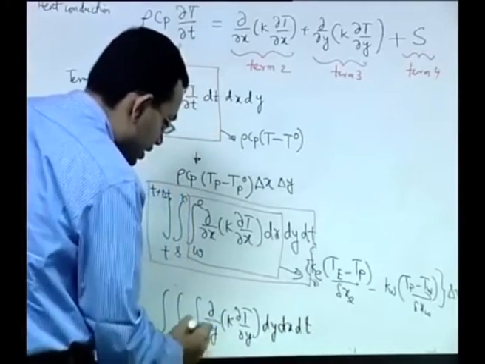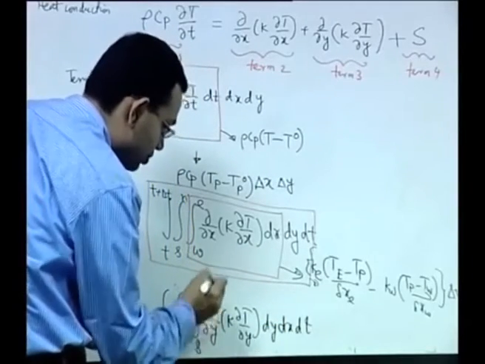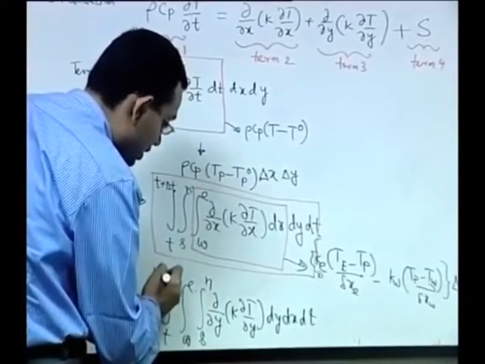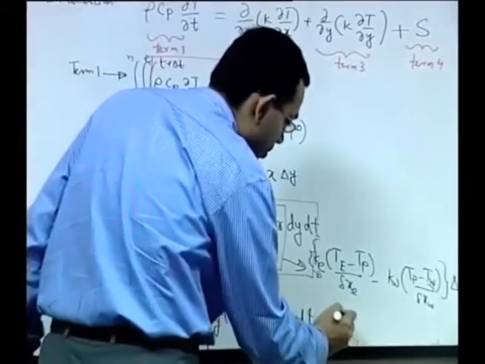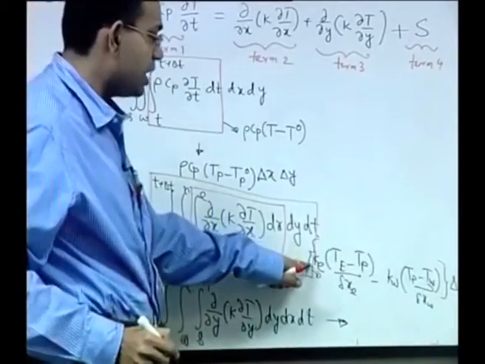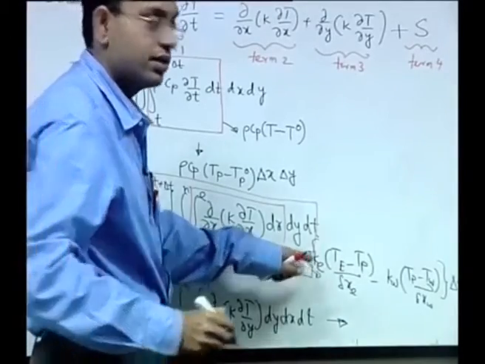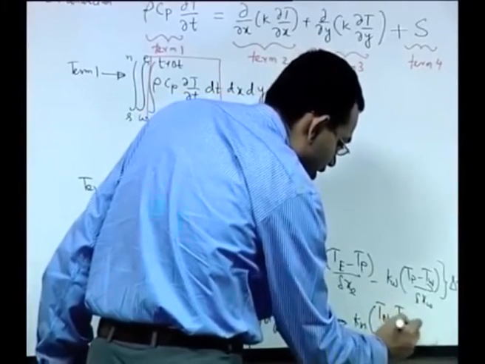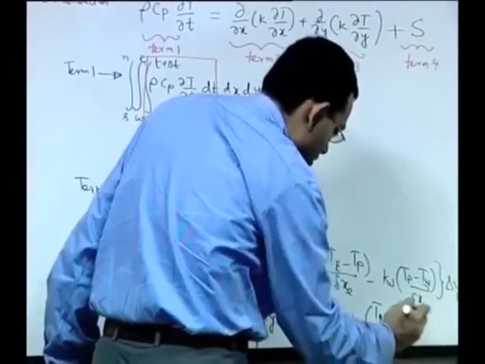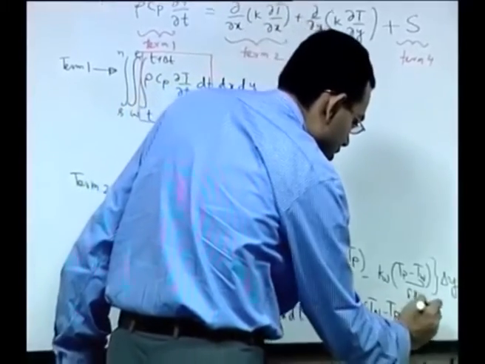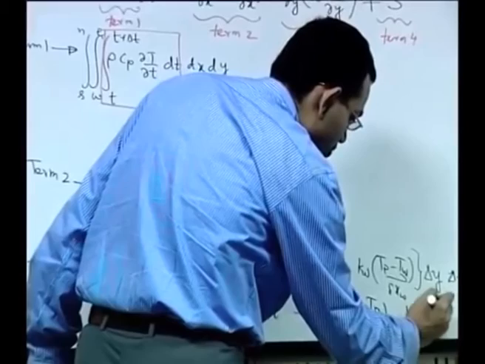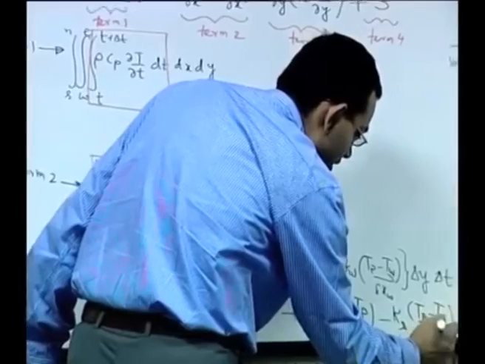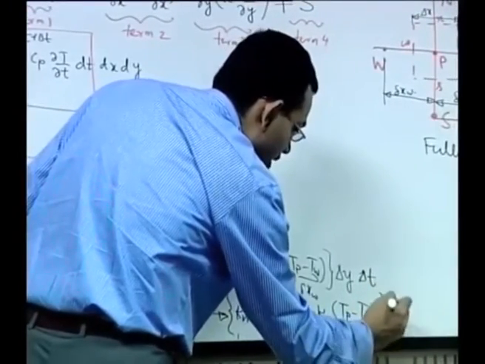So dy dx dt, where y is from small s to small n, x is from small w to small e, and t is from t to t plus delta t. So what will be the corresponding term? In place of k small e, it will be k small n into (T_N minus T_P) by delta y_n, minus k small s into (T_P minus T_S) by delta y_s, into delta x into delta t.